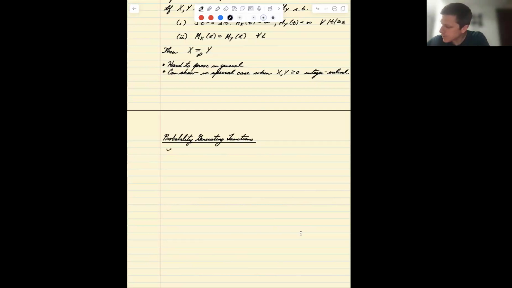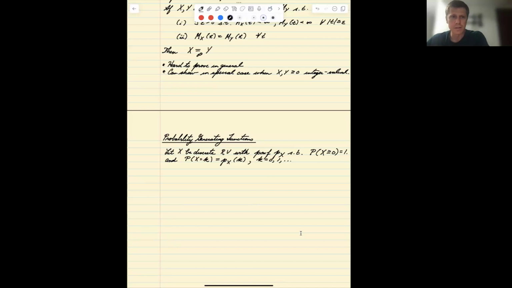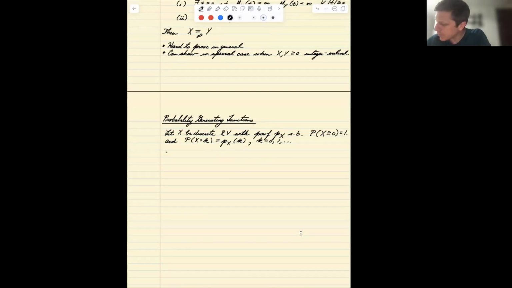Okay. So remember the definition. We're going to let X be a discrete random variable with probability mass function p sub X such that the probability that X is non-negative is 1. So it's a non-negative random variable, and the probability that X equals k is the mass function evaluated at k for non-negative integer values k. Then the moment generating function of X is the sum from k equals 0 to infinity of e to the tk p_X(k).